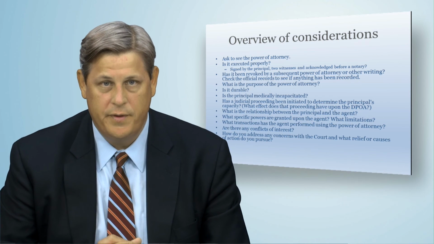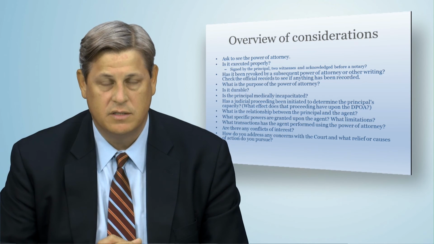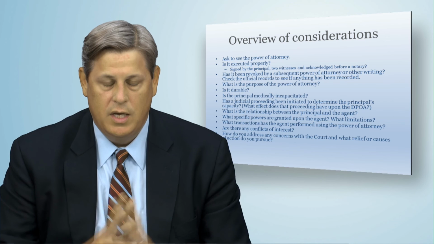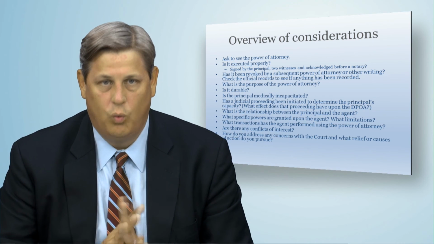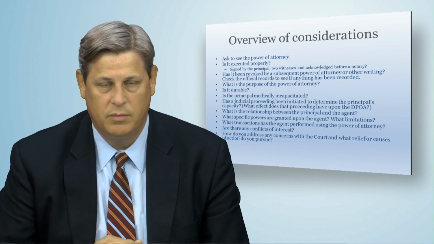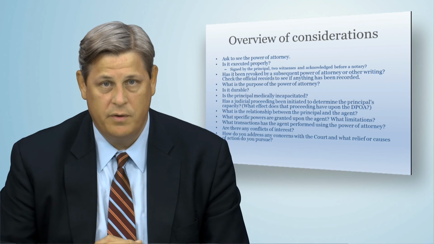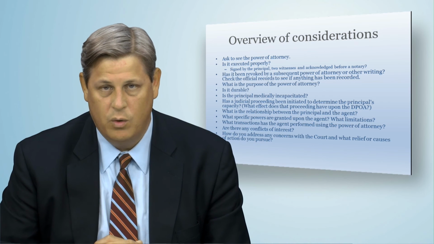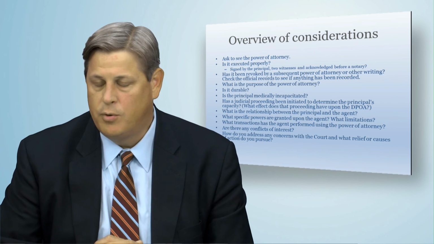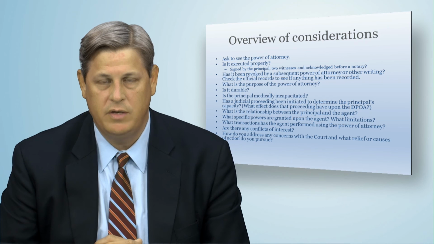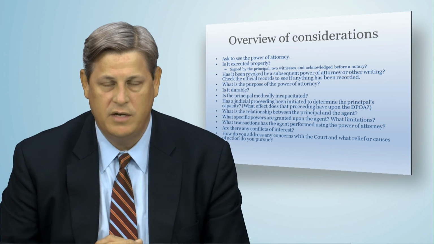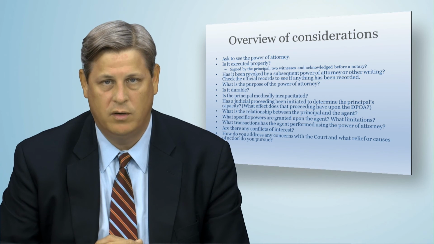Look to see what the power of attorney actually says. What does it provide? What powers does it provide to the agent to perform? Remember, the agent is only allowed to do what is said in the actual document. Look to see whether or not the power of attorney has been revoked by any subsequent power of attorney or some other writing. Perhaps go to the official records of the county that the principal is living in to see whether or not any revocations of the power of attorney are of record.